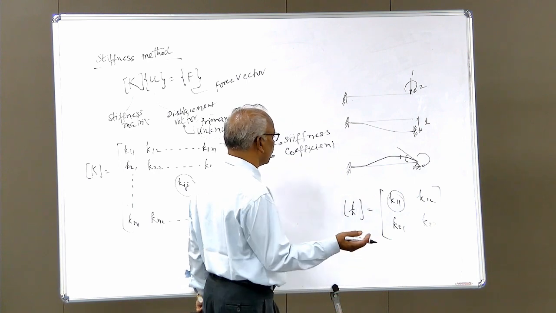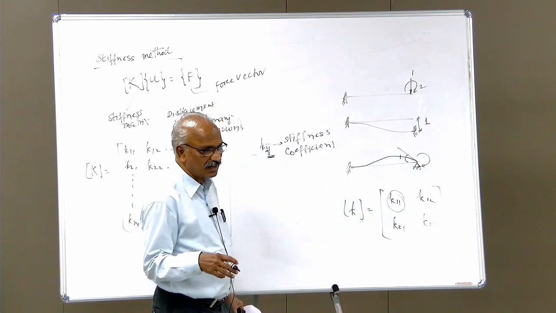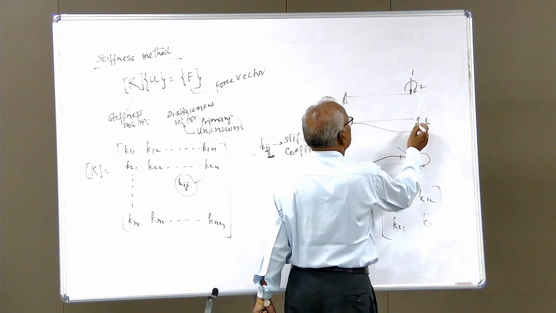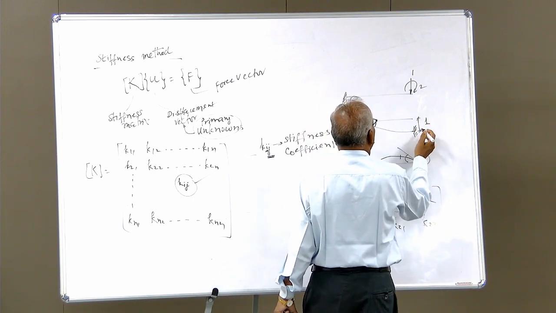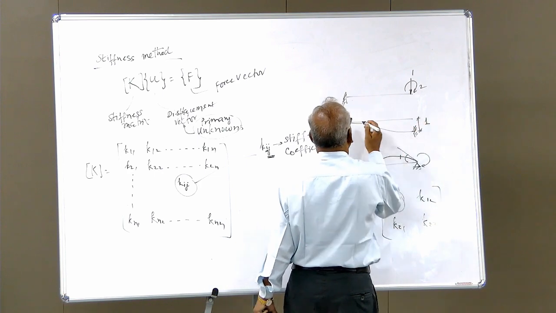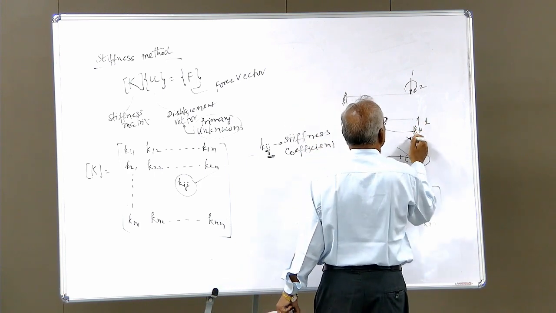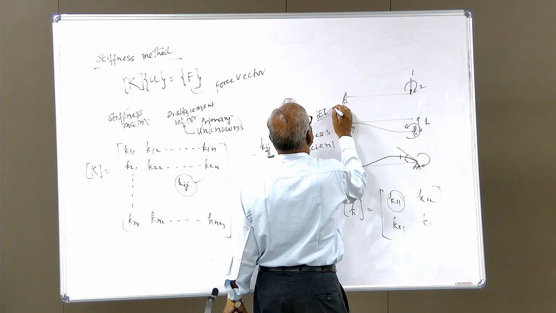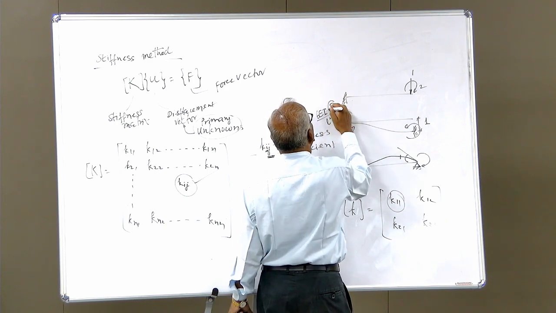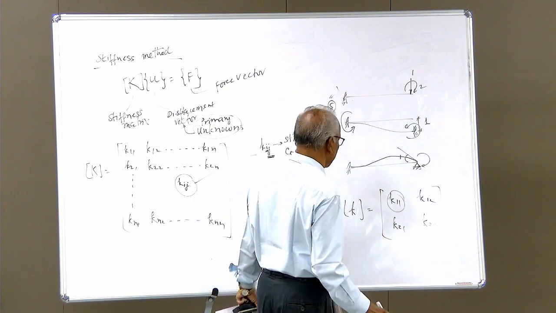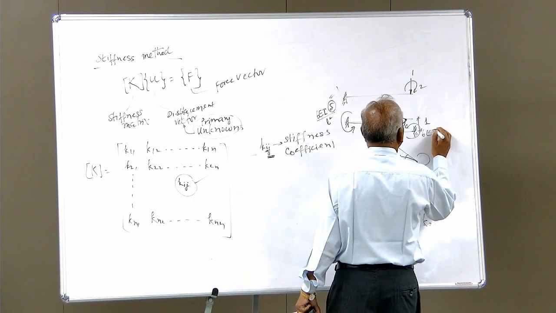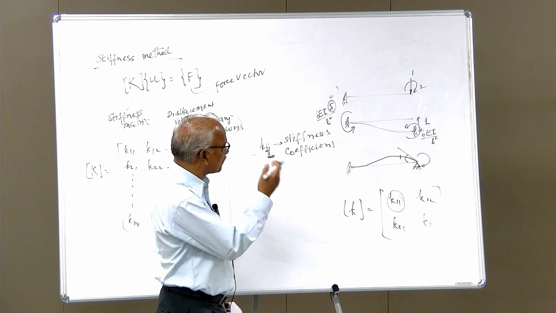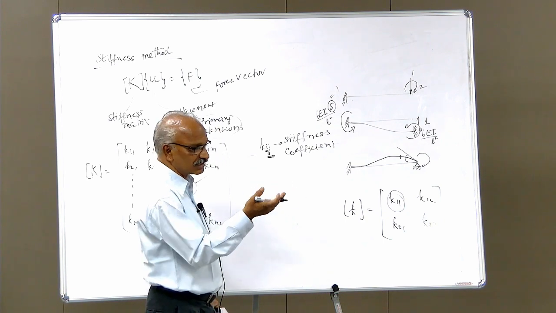Now for this again, whatever you have studied in the moment distribution method, an idea will be required. That is, when there is a settlement of the support by unity, the moment developed at the supports will be, as we have already studied, 6EI delta by L square, and of course delta equal to unity, therefore it is 6EI by L square. This will also be 6EI by L square. This is when the right support settles down by unity. Similarly, when the left support settles down by unity, both moments will be clockwise. That is fundamental, which you have studied already.